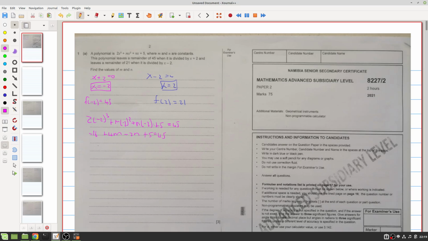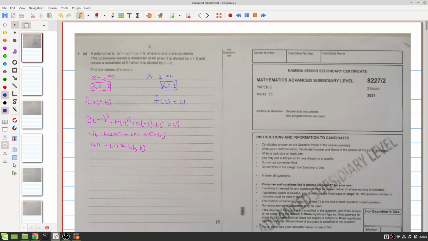So let's collect like terms. So that leaves us with 4m minus 2n equals. So 45, we take the 5 over, it becomes -5, so that gives us 40. And then we add 16, so that's 56. So there's our first equation simplified. Now let's do the same for this one.